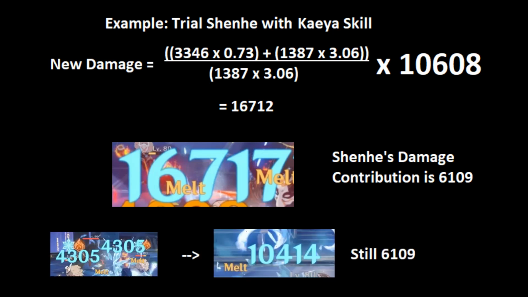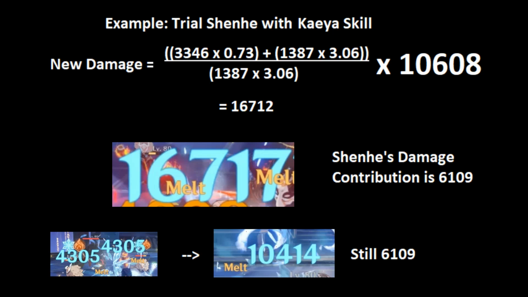Now, what I was saying before is that Shenhe's damage contribution will remain constant as long as everything else remains the same. So on the left here, I have Kaeya's Burst doing a melt crit, and on the right, I have Kaeya's Burst doing a melt crit while buffed by Shenhe, and you can see that the damage is still 6,109.